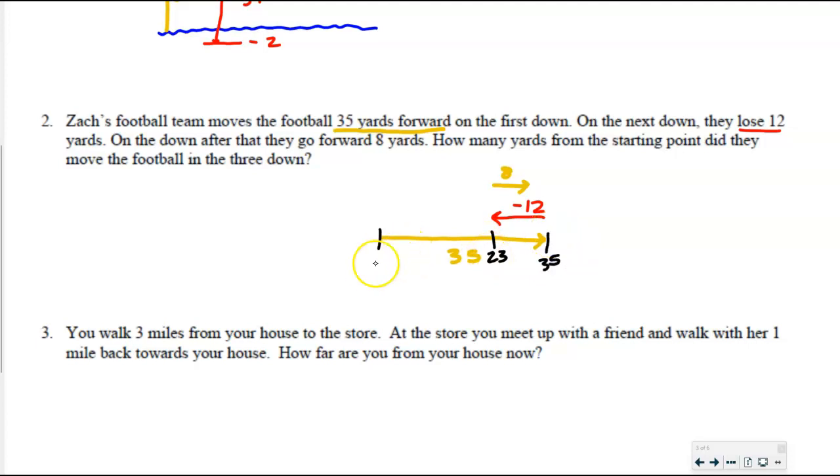Am I drawing all of the numbers in between? No. Do I have to? No. And now if I'm at the 23 and I go forward another 8, where am I going to end up? 31. Now, this is for those who actually know things about football. Does that mean we're on the 31-yard line? No. It just means that we're 31 yards ahead of where we started.